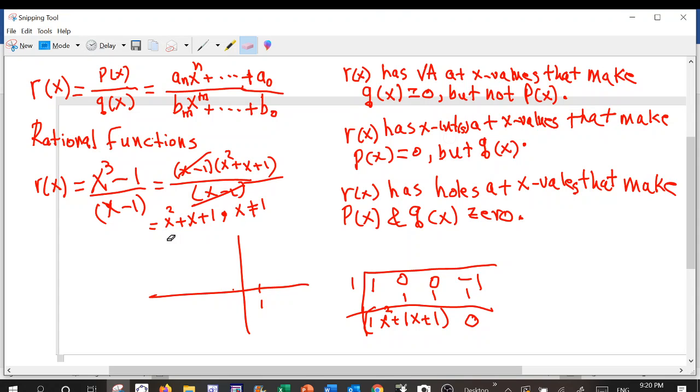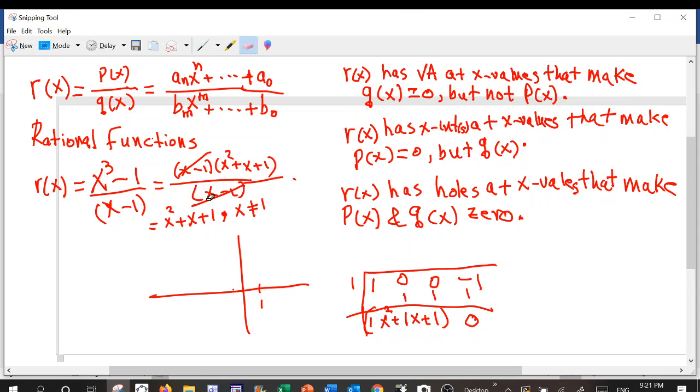So basically it's going to look like x squared plus x plus 1, but it doesn't have any point at 1. So what does it have at 1? Well, what is the y coordinate at 1? Because a hole has to have an x coordinate and a y coordinate. So we know the x coordinate of the hole in this graph, which is 1.